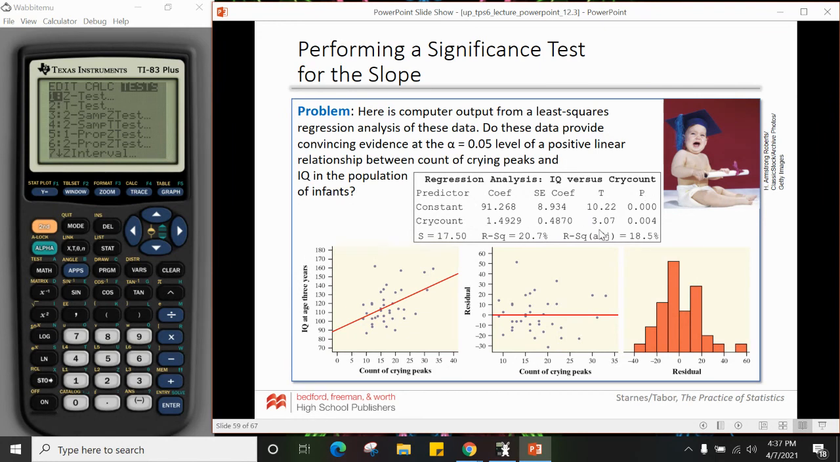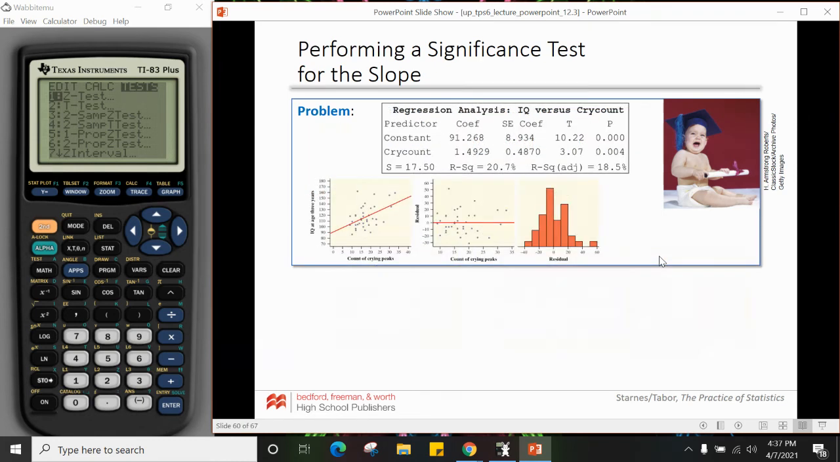So here's all the data that I need, and it asks, does this provide convincing evidence at the alpha of 0.05 for a positive linear relationship? So if it's a positive linear relationship, that means that my b is going to be greater than 0. So when I go in to do my test for significance, it's going to be the 4-step process.